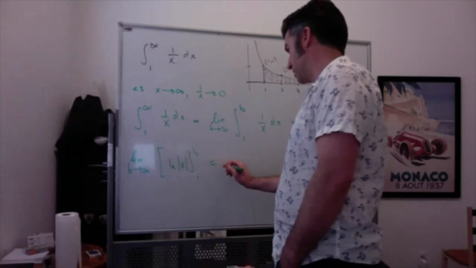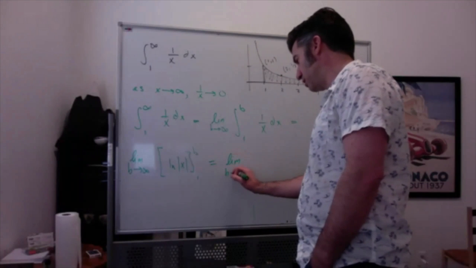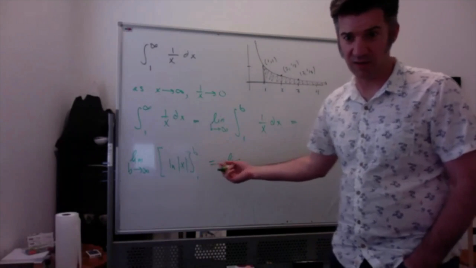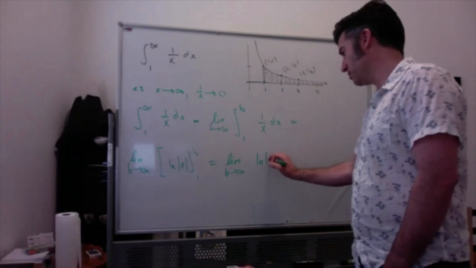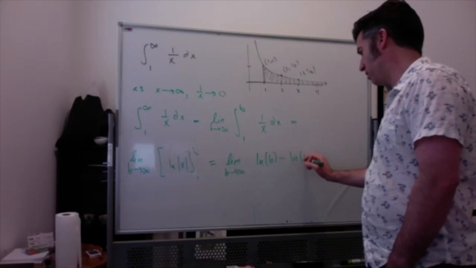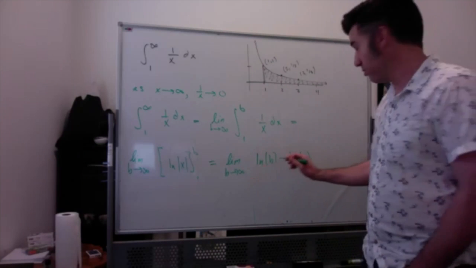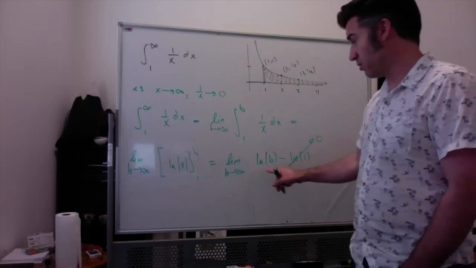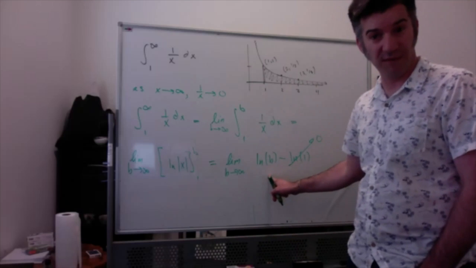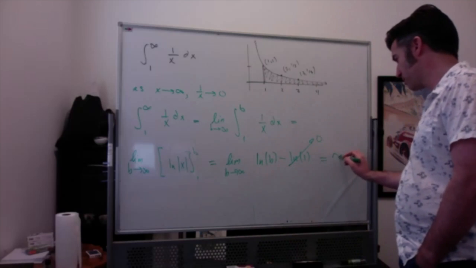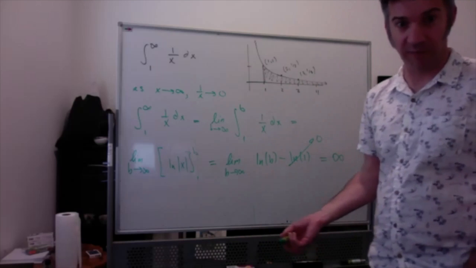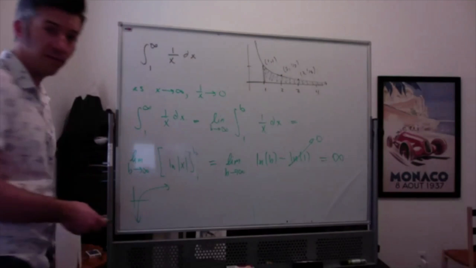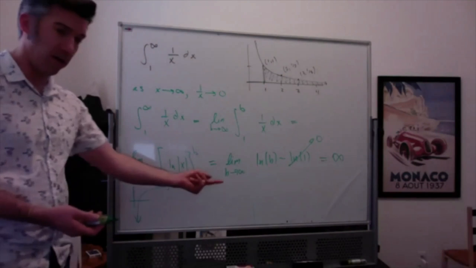So we're going to get the limit as b goes to infinity. Since b is positive and 1 is positive, I can drop the absolute values. I get the natural log of b minus the natural log of 1. The natural log of 1 is 0. And as b goes to infinity, the natural log of b also goes to infinity. Right? We've seen the logarithmic graph before. It looks like this. It gets bigger and bigger and bigger as we go out to the right.